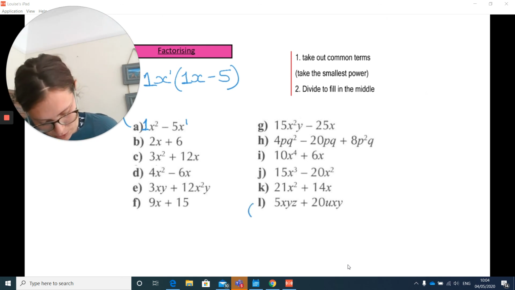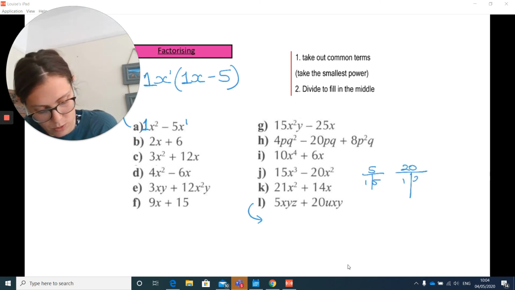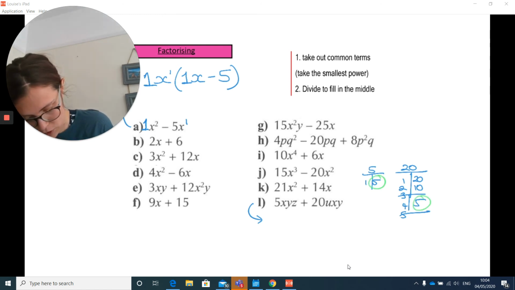And let's do this last one here. You've got 5 and 20. Well, the factors of 5, it's prime, so 1 and 5. 20, the factors of 20 are 1 and 20, 2 and 10. 3 doesn't go, and 4 goes 5 times. 5's on my list. So the biggest number in both those lists is 5. So you know you're taking out a 5.